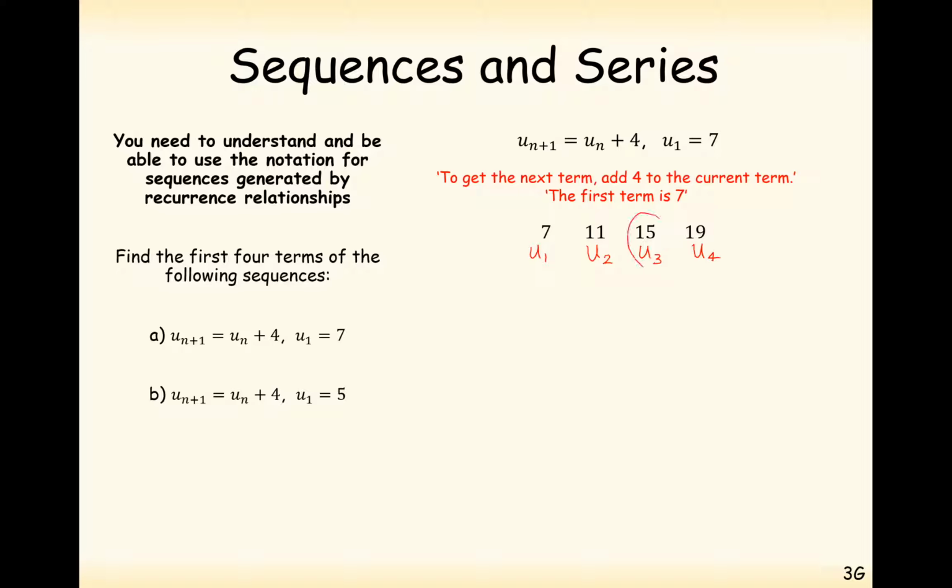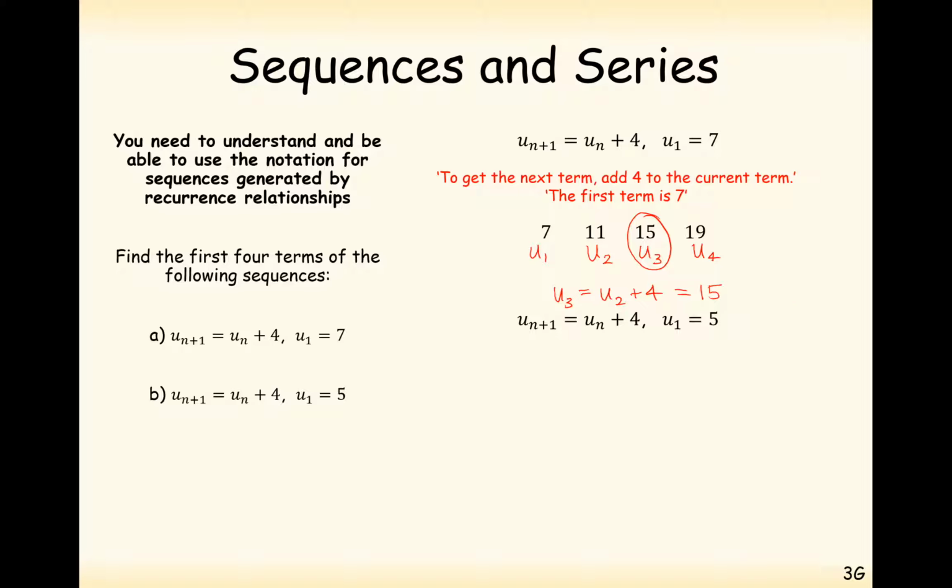So it makes sense that if we were to work out this 15 term here, u3 is equal to u2 plus 4. And hopefully by that point you know what u2 is, so it's going to be 11 plus 4, which will give us our 15 value. So that's why u3 is 15.